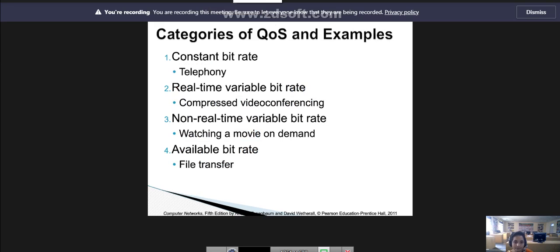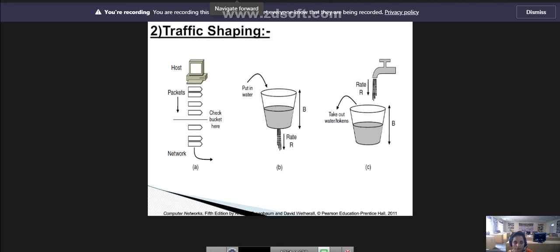Next, traffic shaping. What is traffic shaping? It is a mechanism to control the amount and the rate of the traffic sent to the network. When a virtual circuit is set up, the user and the subnet agree on a certain traffic shape for that circuit. Traffic shaping reduces congestion and improves the quality of service.